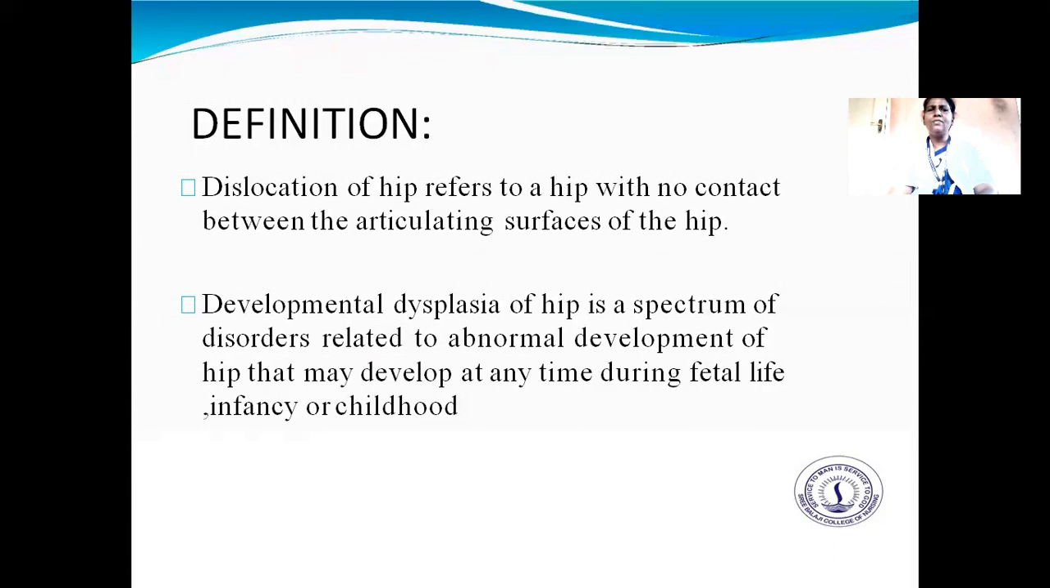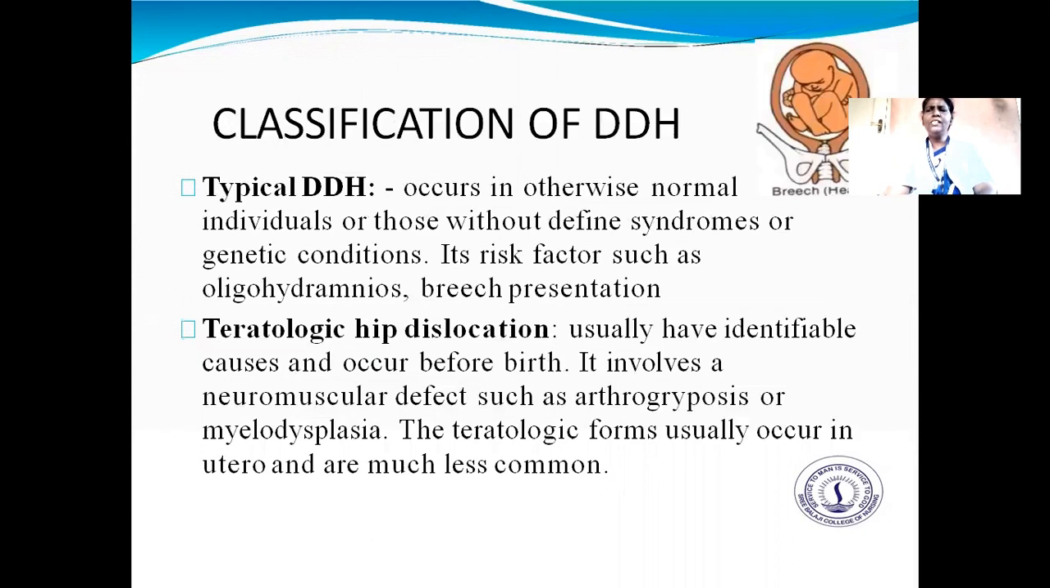This is about the definition. Once again, I will repeat the definition. Dislocation of hip refers to a hip with no contact between the articulating surfaces of hip. Another definition: developmental dysplasia of hip is a spectrum of disorders related to abnormal development of hip that may develop at any time during fetal life, infancy, or childhood. Next, we will see about the classification of developmental dysplasia of hip.